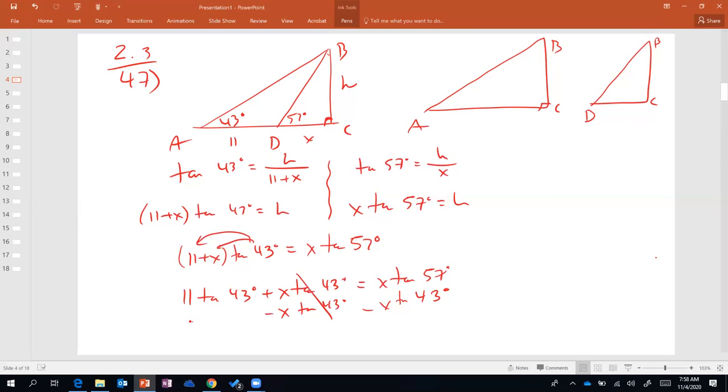Okay, so that's gone. And I am left with 11 tangent of 43 degrees, and I have x tangent 57 degrees minus x tangent 43 degrees. I'm going to squeeze it in there. We're good? I'm running out of space here. This is a tough one. Probably one of maybe 3 or 4 tough ones here, if I'm looking at the homework correctly.